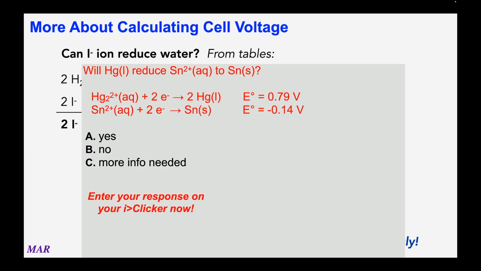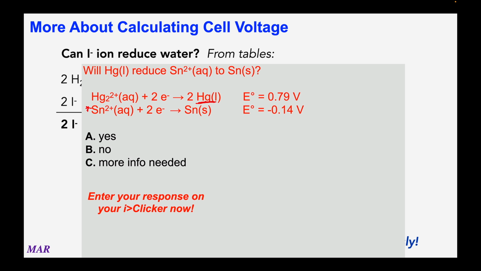So here's a similar question. It says, will mercury liquid reduce tin 2 plus to tin metal? Okay, so what we want to have here is we want mercury as a liquid to be a reactant, we want tin 2 plus to be a reactant, and we want tin metal, tin solid, to be a product. Well, if you look at those two half reactions that are given, the first one is fine. All right, we've got tin 2 plus as a reactant, and we want to make tin metal, so that's half of the battle right there. But we also, though, want mercury as a reactant. And the cell potential right now has mercury as a product.